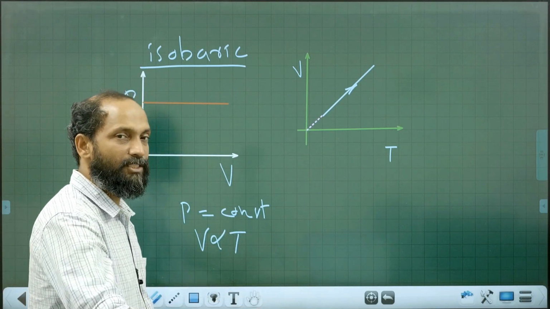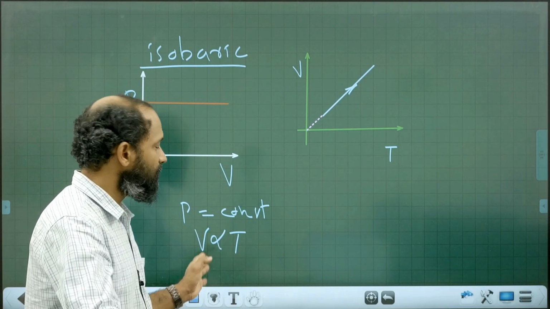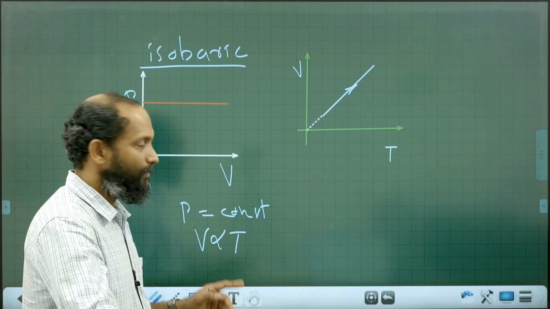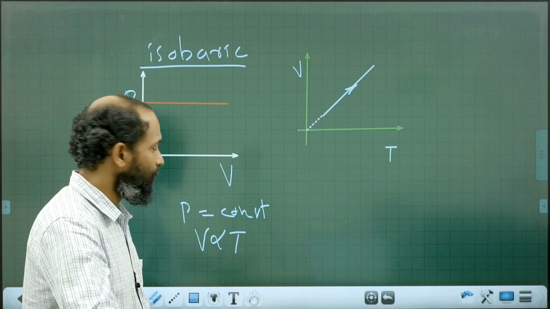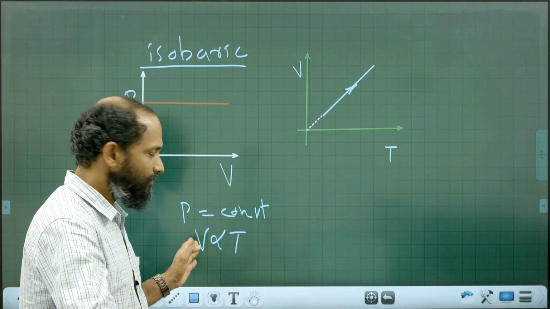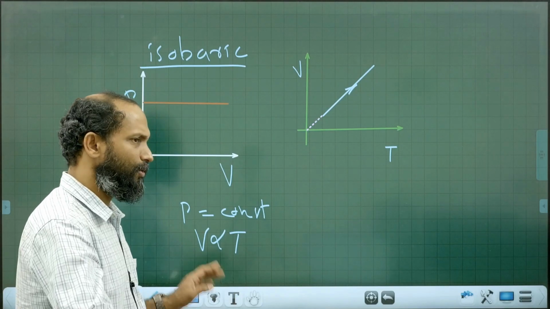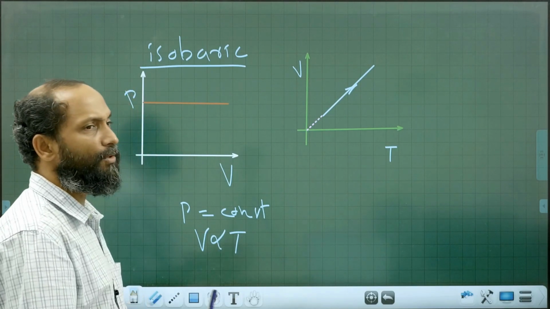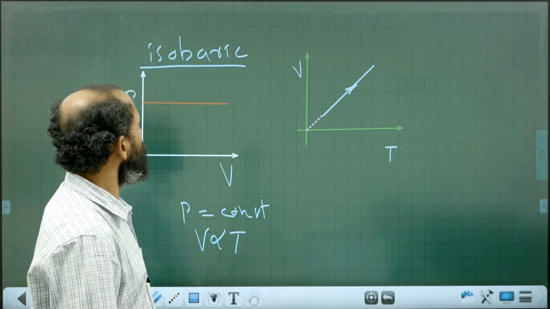So what is the equation of state? V1 by V2 equals T1 by T2, or V1 by T1 equal to V2 by T2, or V proportional to T. V equal to a constant into T. Pressure equal to constant. All these things are to be noted.